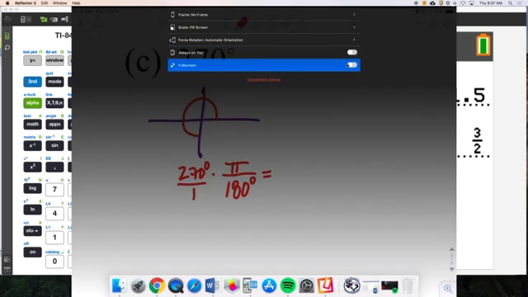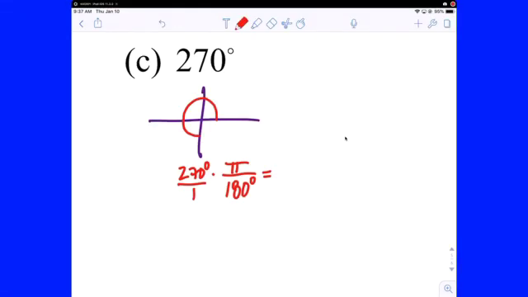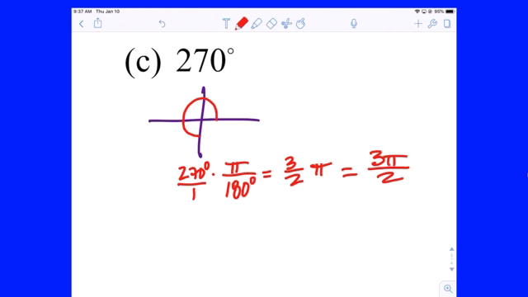3 halves times pi. But the way we prefer to write it is not 3 halves times pi. We prefer to write it as 3 pi halves, right? And again, we don't use 1.5 pi. That's equivalent. But we're going to be working with a lot of fractions involving pi. You're going to memorize what's called the unit circle. You may have heard the legend of the unit circle. We're going to memorize that. So 3 pi halves is one of those angles like 90 degrees and 180 degrees that lands on an axis. Those are called quadrantal angles. And you're going to have to memorize those.